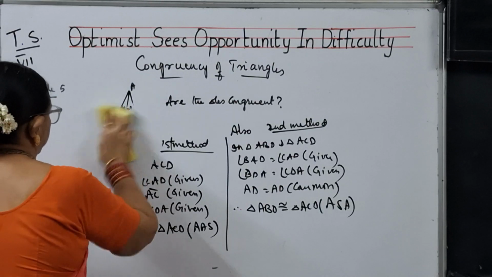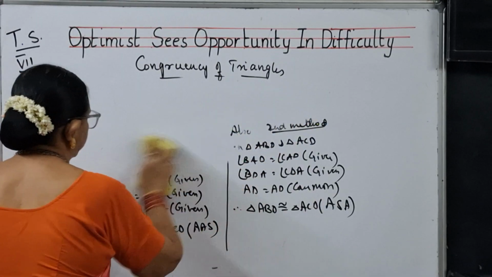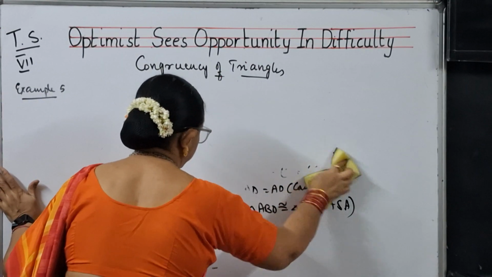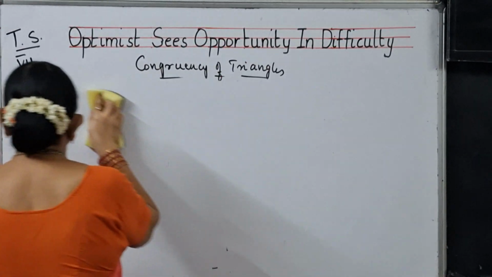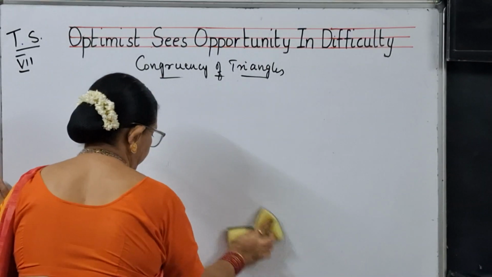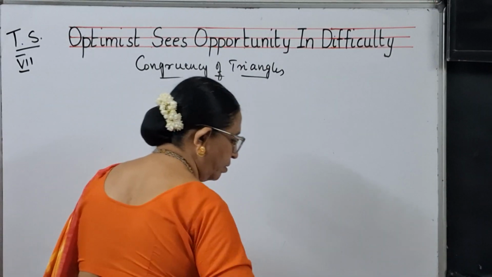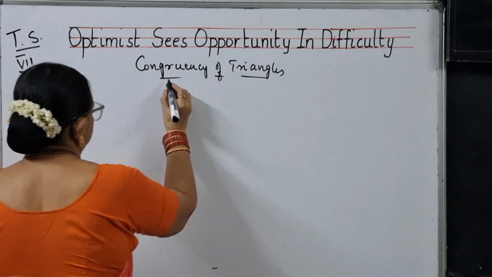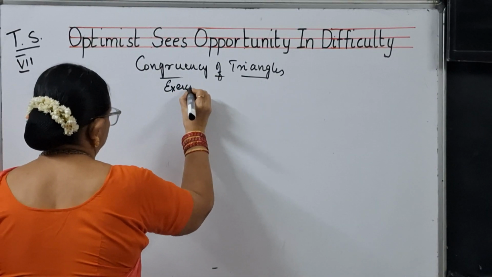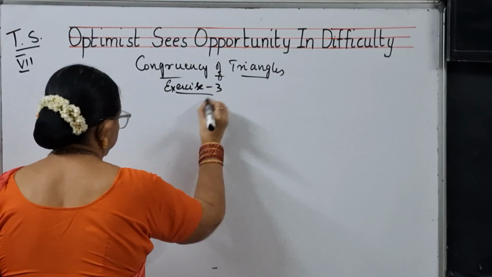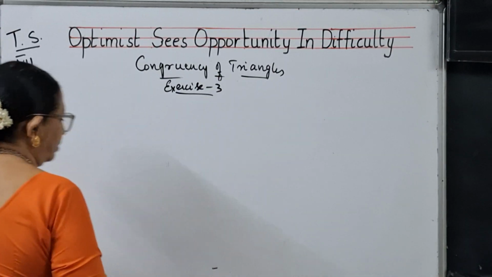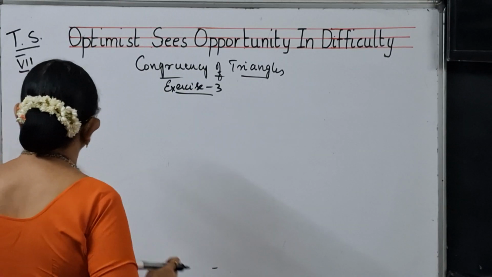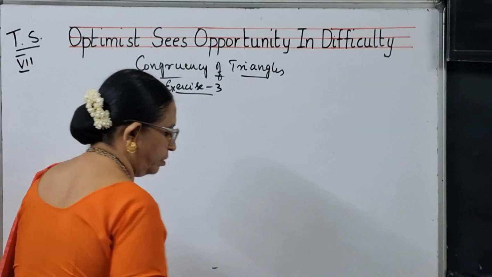Now we will see the next one, what is given. Yeah, we have got exercise, children. This is exercise 3. So in this, certain triangles are given to you. One by one we will be doing.